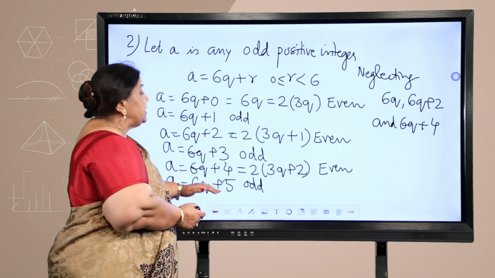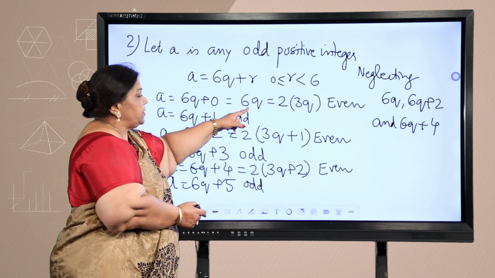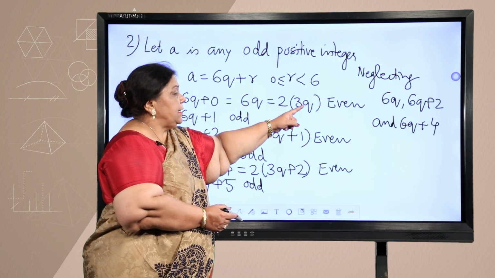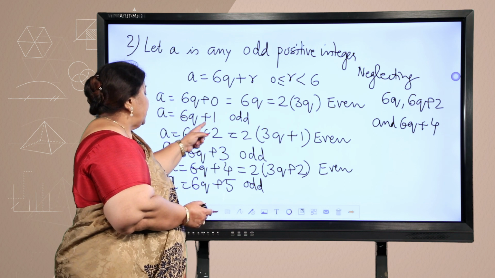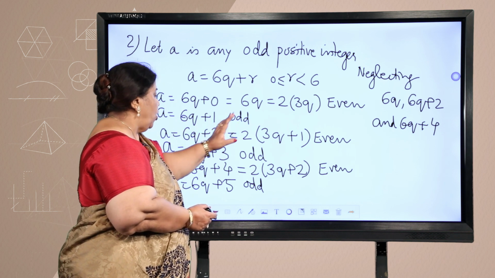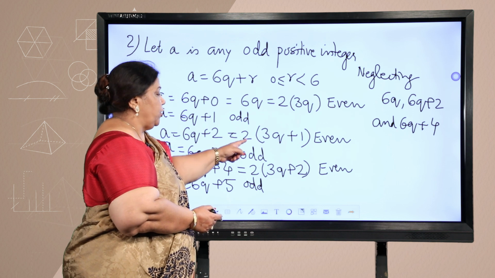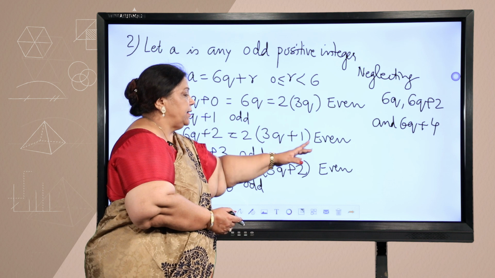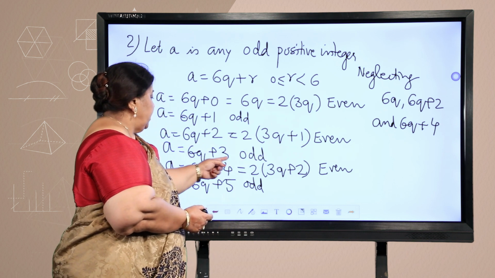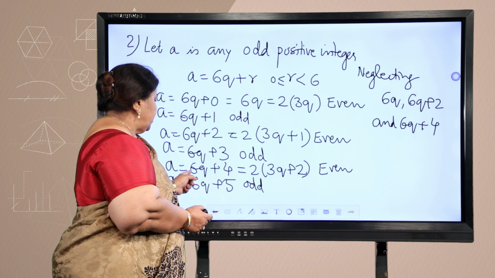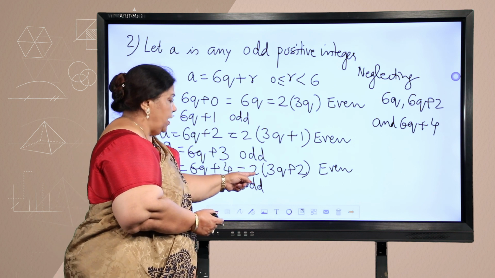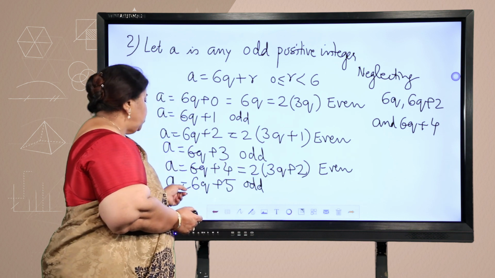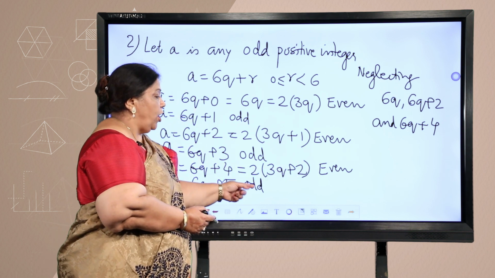Let us examine each case. In the first one, 6q can be expressed as 2 into 3q, which is suggesting that it is even. In the second, you can see 6q plus 1 appears to be odd. 6q plus 2, I can take 2 common, and we get 2 into 3q plus 1, suggesting that it is even. Next also is an odd. Now 6q plus 4, I can take 2 common and I get this again as an even integer. Last one, 6q plus 5, is again an odd integer.